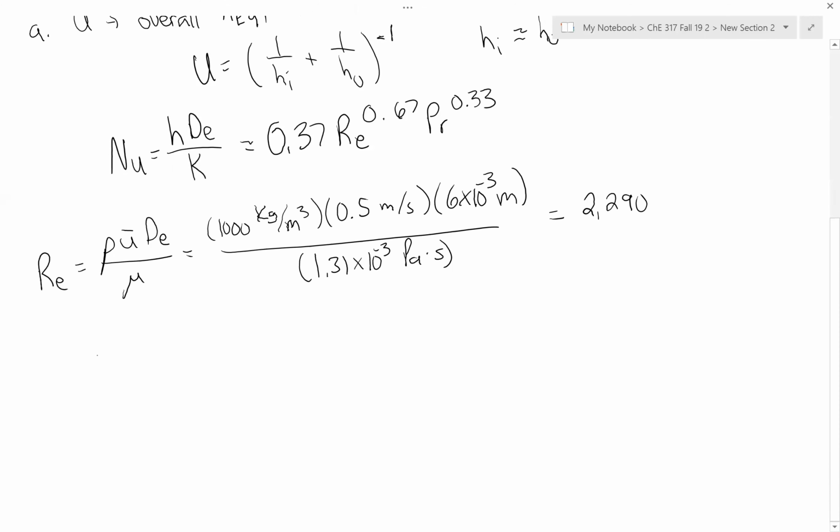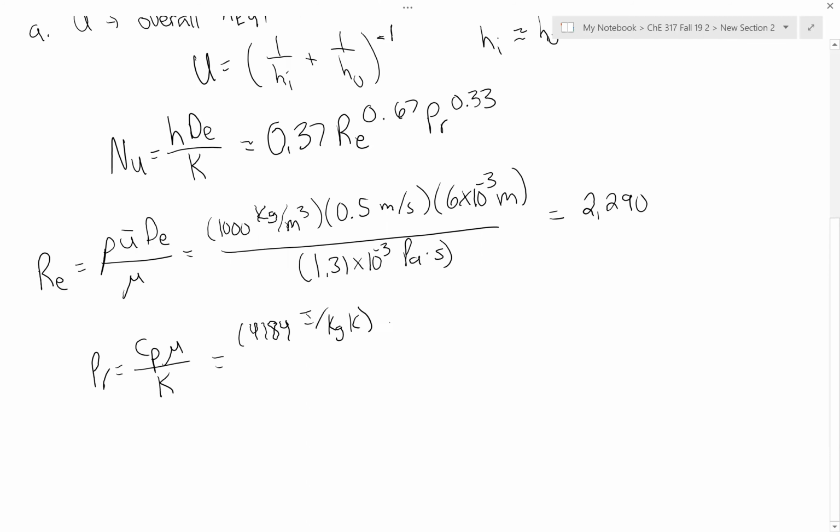The Prandtl number can be calculated by the heat capacity times the viscosity over the thermal conductivity. So I have 4,184 joules per kilogram Kelvin times 1.31 times 10 to the minus 3 Pascal seconds divided by 0.576 watts per meter Kelvin. And I get a Prandtl number of approximately 9.52.